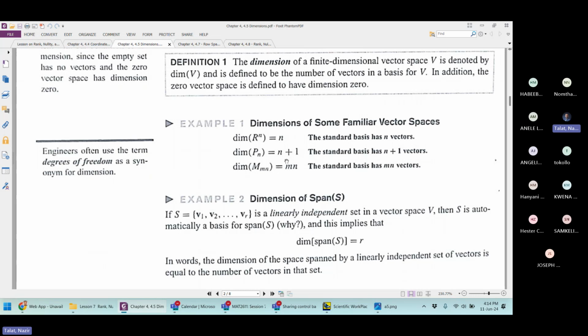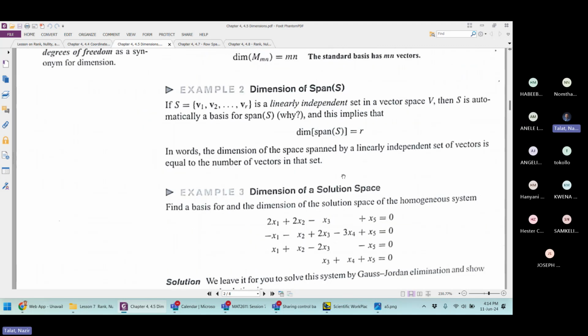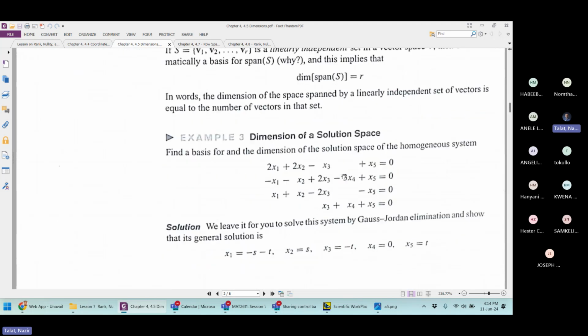So that makes the three elements at least for that. The standard basis has n plus 1 vectors. Normally, sometimes we can calculate this from the standard basis, because standard bases are easy to compute, and it easily shows all the details. The next thing is the dimension of a solution space.